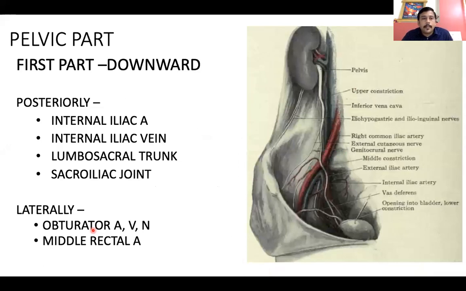Coming to the pelvic part, okay. So the pelvic part is actually divided into 3 parts. Okay, we have 3 parts again for the pelvic part of the ureter. The first part, which is moving downwards, has posterior relations of internal iliac artery, internal iliac vein, lumbosacral trunk, sacroiliac joint. Coming to the lateral relations, it is the obturator artery, vein, as well as obturator nerve, and the middle rectal artery. So these are the relations of the first part of the pelvic ureter.